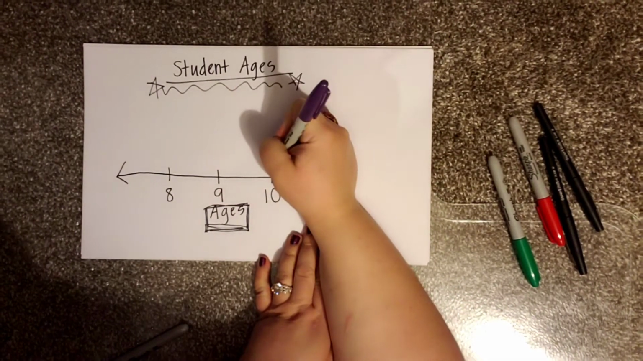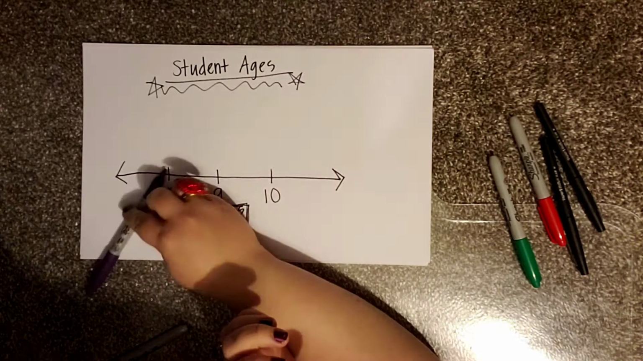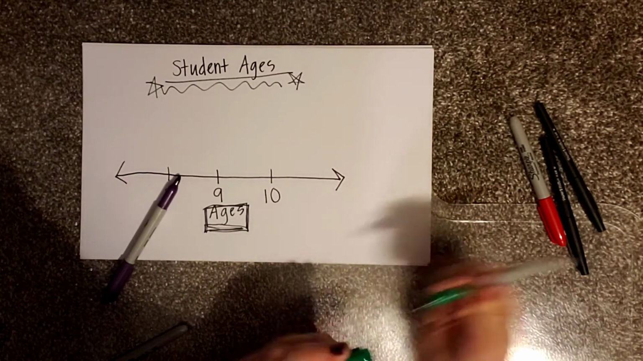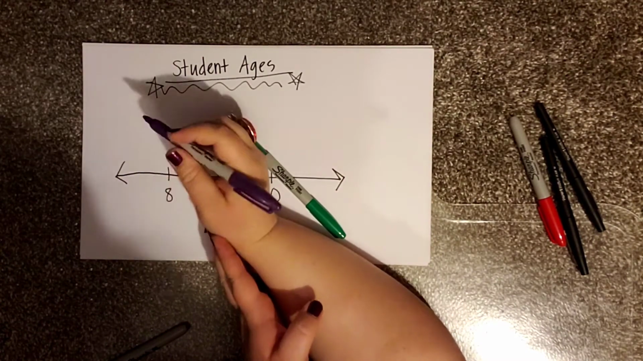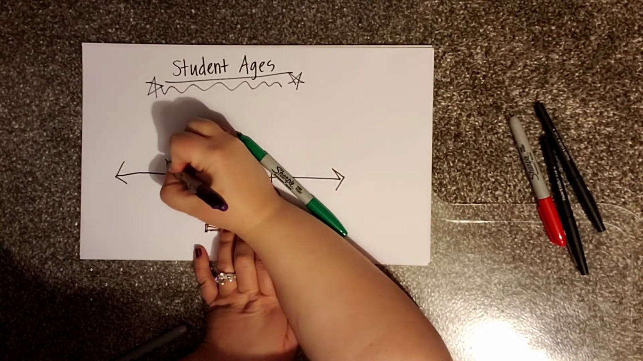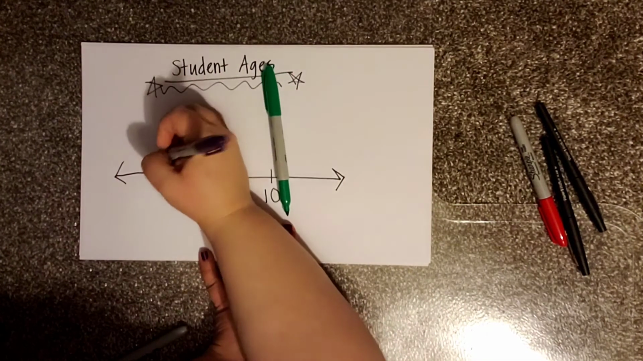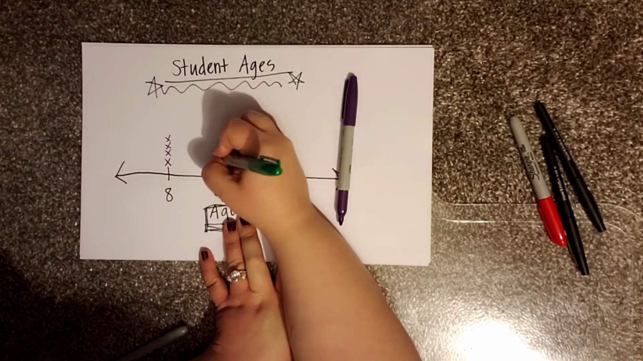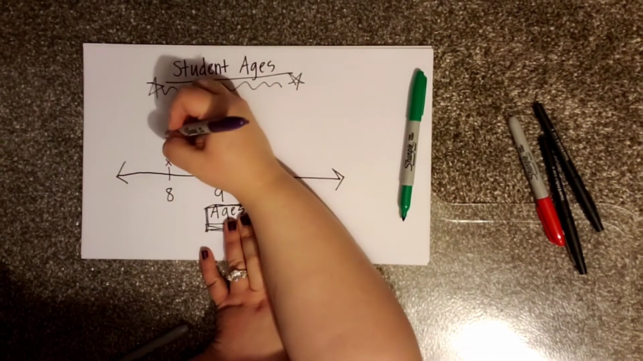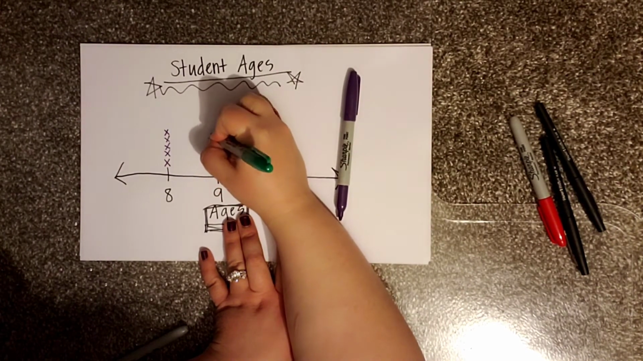Okay, so I didn't actually end up with anybody that was 10. So I don't have to put any X's. But now I'm going to put an X for every single age that I have. And I'm going to use purple for 8, green for 9. And I'm just going to go through. I'm not going to say who it is. Just going to go down the list. So this one was 8. This one was 9. And then I had 8, 8, 8. And then I had a 9. And then I had another 8. And then I ended up with like a bunch of 9s, you guys.